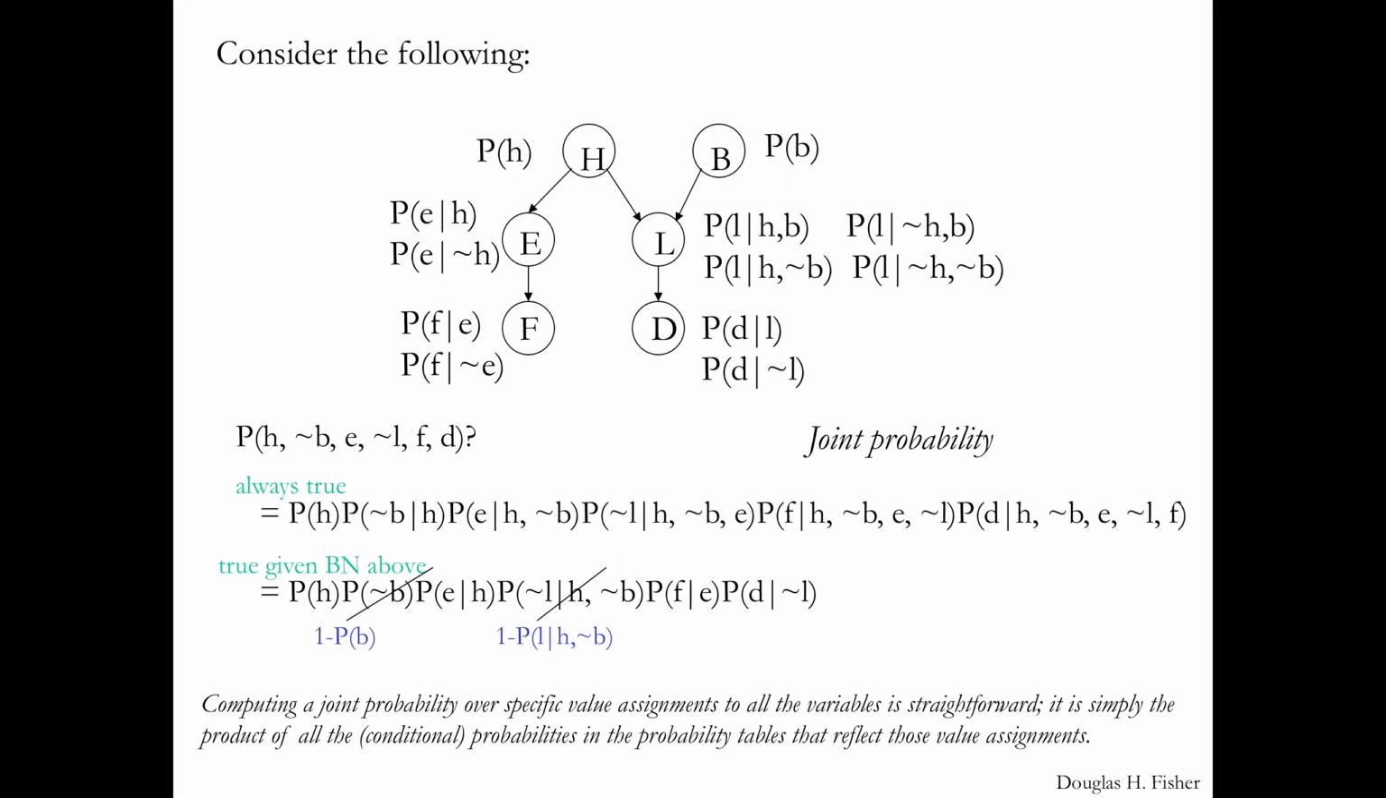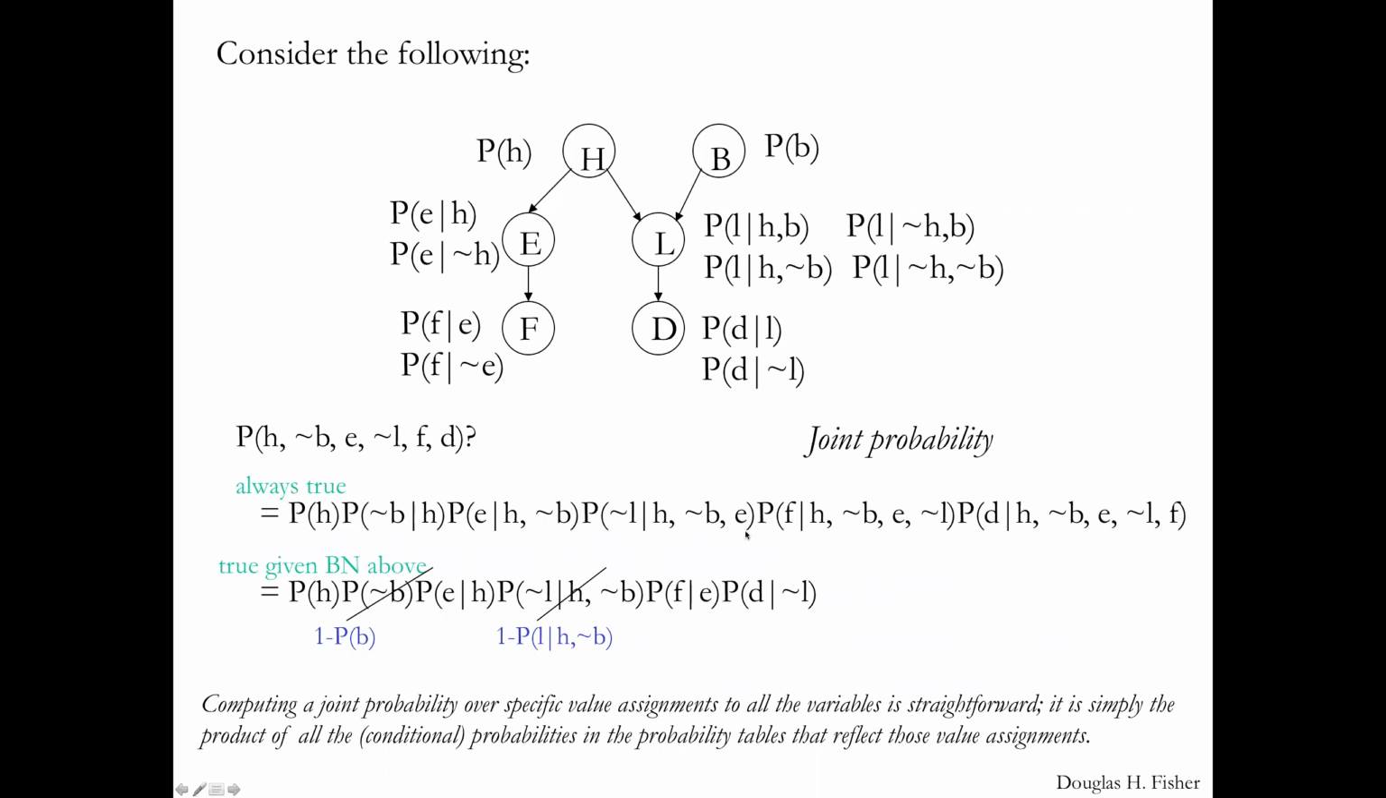So here's a simple example that Bayesian networks are good at. We want to compute a joint probability over value assignments to variables H, B, E, L, F, and D, so all of the variables involved in this network. And here I just show an intermediate step. By the chain rule, we can start with the probability of H. This product gives us the probability of H and not B. This product gives us the probability of H and not B and E, and so forth.